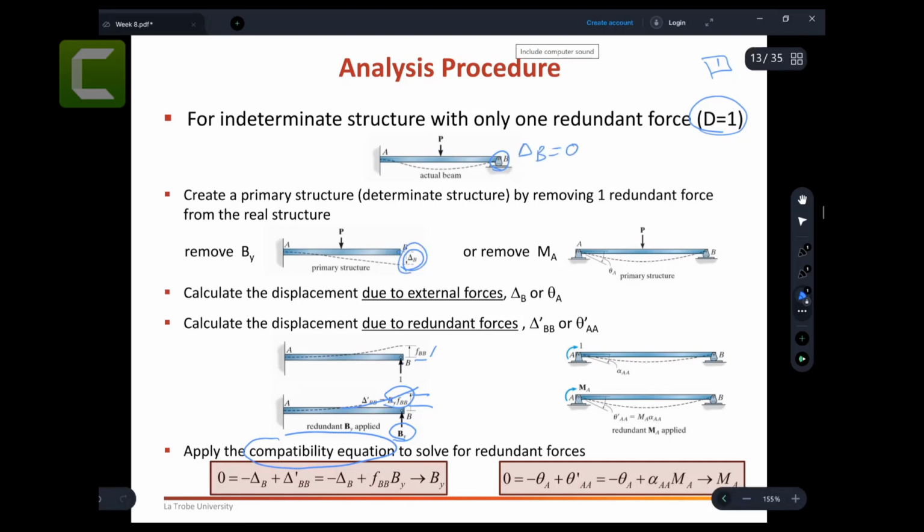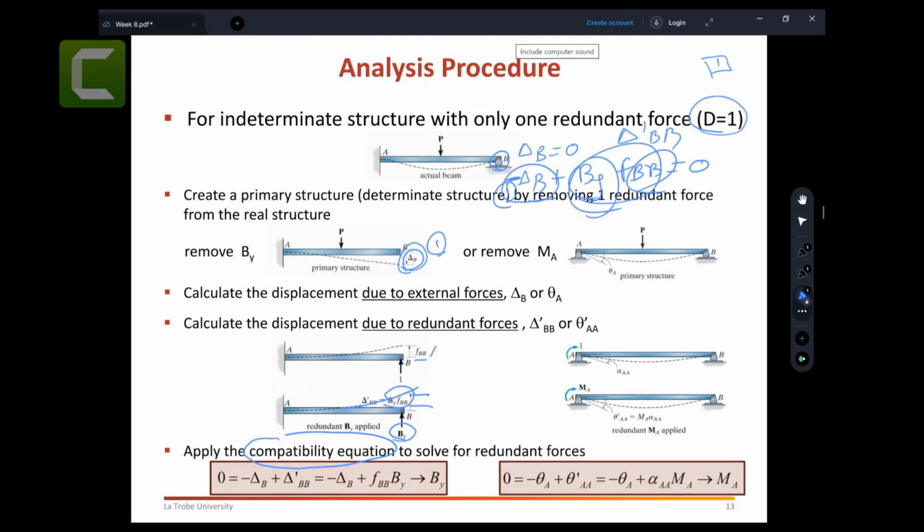So this delta B, which is this one, plus this is, let's say, down. So it's minus, this is up, By FBB equal to 0, because that is delta dash BB equal to 0. So if you know this one, you can calculate By. Right, so that is an additional compatibility condition that I introduce here to find By. Once you know By, then you can easily find the other unknown quantities.